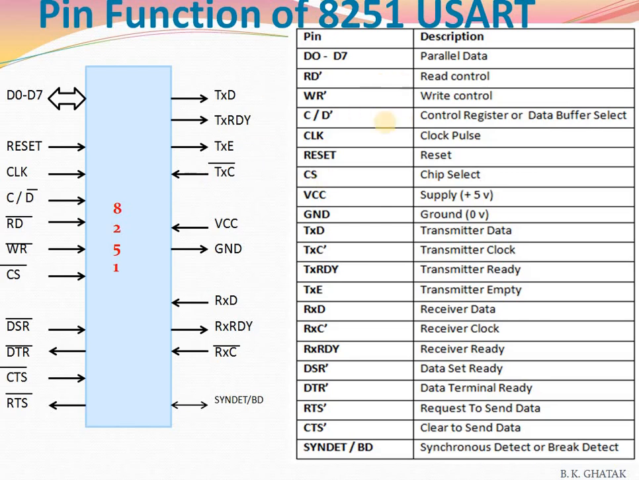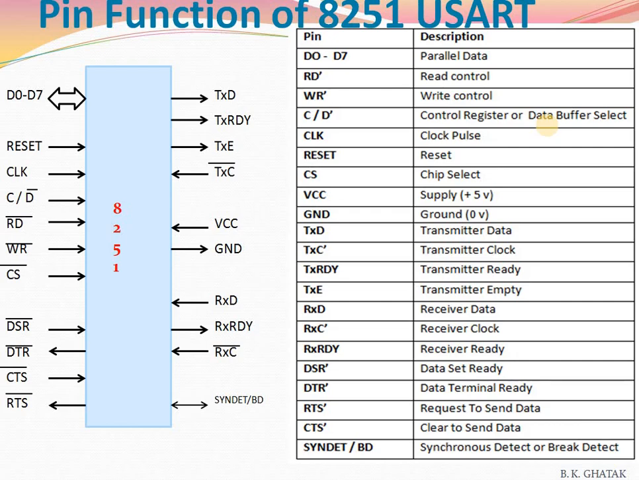Next one is WR bar, known as write control. It is also an active low input to 8251, used to inform it that the CPU is writing data or a control word to 8251. Next one is C/D bar, that is control register or data buffer select. This input pin together with the RD bar or WR bar input informs the 8251 whether the data word on the data bus is data, a control word or status information.